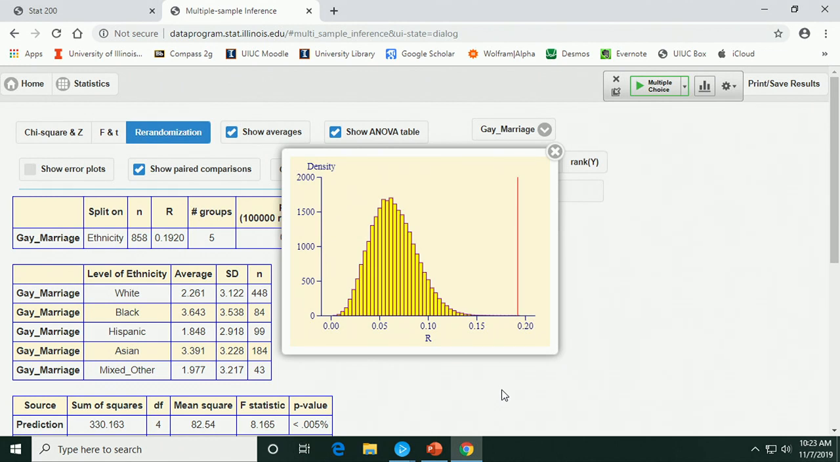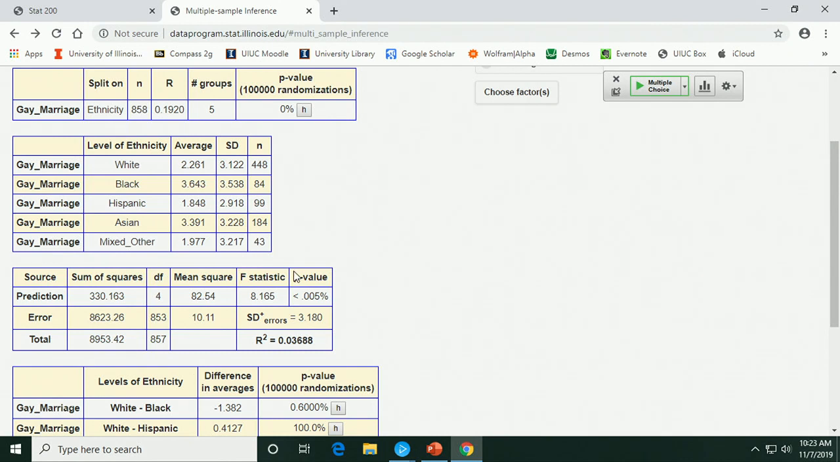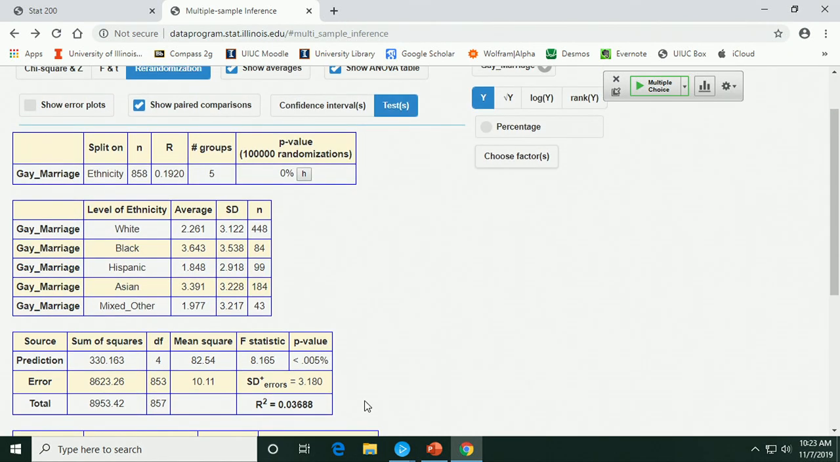But the p-value is almost 0. And what is it when we do our parametric test? The p-value is very small here. So they agree. The p-value is almost 0 when we do the parametric tests as well. Okay? So that's the idea.